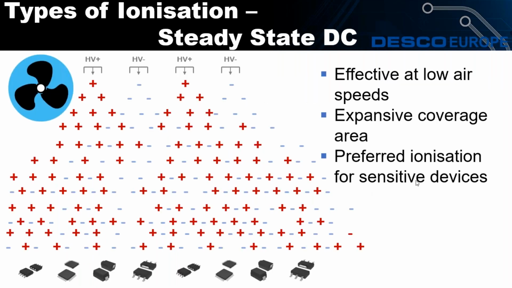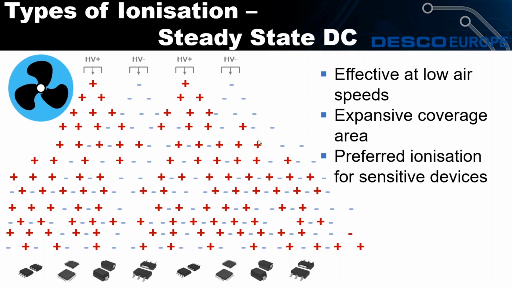And these work, unlike the alternating current technology, this works very effectively at much lower airspeed. So you don't need that high airflow to force the ions to the target area, and you can cover a much wider area with this. Whereas if you're looking at the alternating current with a forced air system, that's very much at point of use where you get the ionisation.